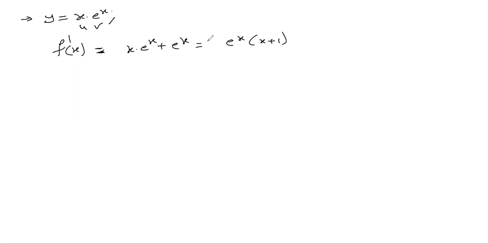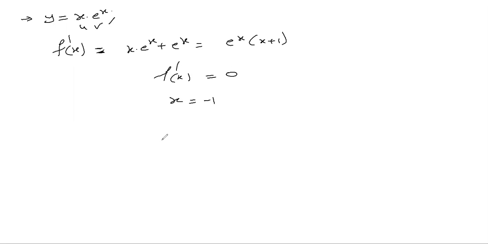Next problem, y equals x into e power x. Analyze greatest and least values if they exist. f dash of x, we need to apply the UV formula. If you apply that, it will be x into e power x plus e power x. It will be e power x into (x plus 1). f dash of x we have to take 0. Then x will be negative 1.